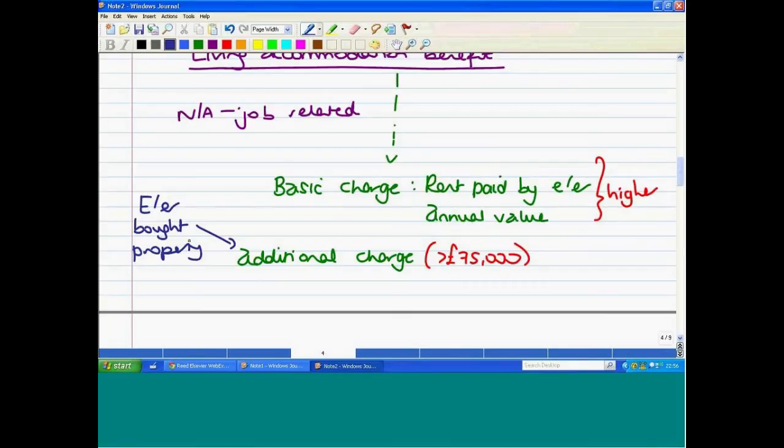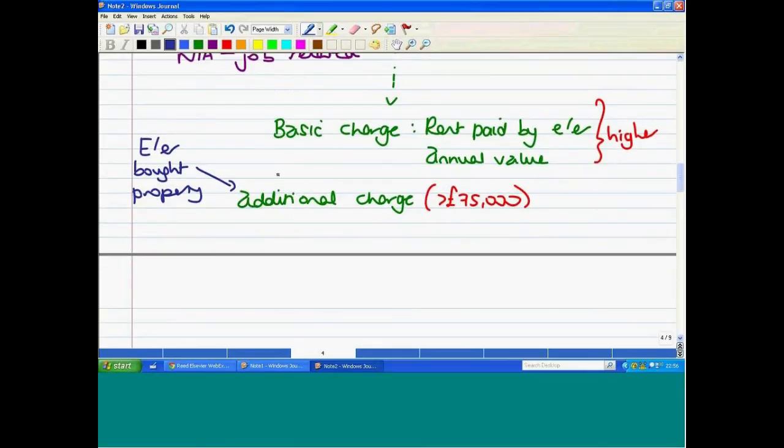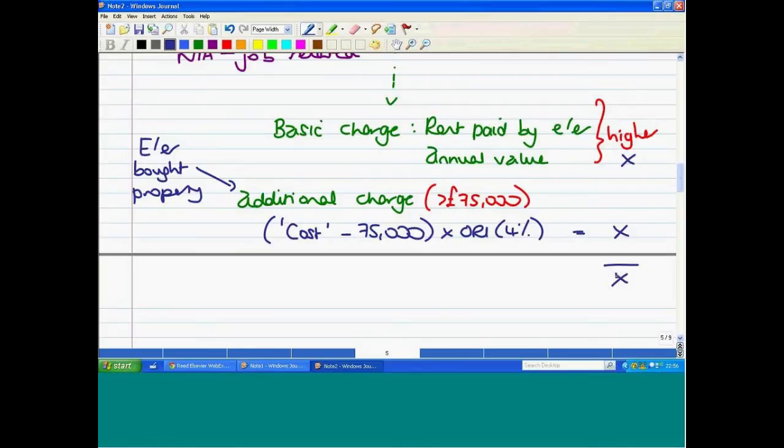But as you can see, probably it's more likely that you need to, because then there's more marks available. Okay, but it's not necessarily going to be the case even if you see big numbers there. Now, if we do have this additional charge, we are going to take the excess above that 75,000 and we're going to times that by, again, our official rate of interest, so that's 4%. And that will give us our taxable benefit figure, which can then go with our basic charge figure. We can total them up for a total living accommodation benefit.